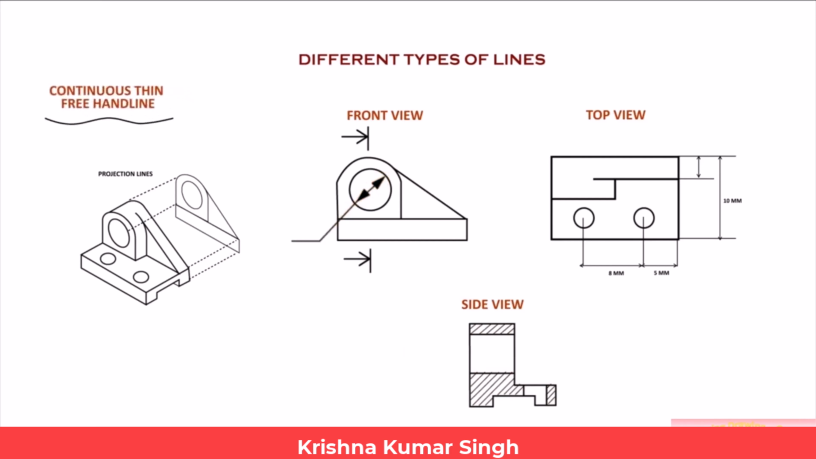Continuous thin, free hand line. This line is used to show short break, irregular boundaries. Thin line with zigzags. This line is used to show a long break.